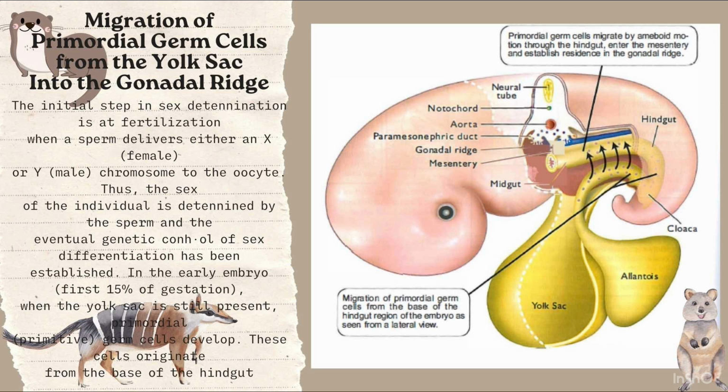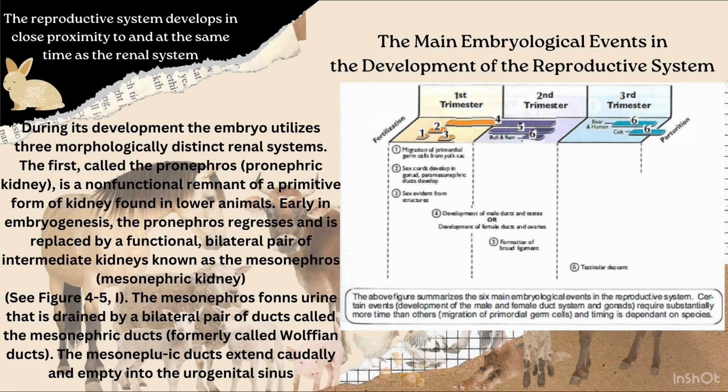Migration of primordial germ cells from the yolk sac into the gonadal ridge. Primordial germ cells migrate by amoeboid motion around the midgut, enter the mesentery, and establish residence in the gonadal ridge. Migration of primordial germ cells from the yolk sac into the midgut region of the embryo as seen from the lateral view. The reproductive system develops in close proximity to and at the same time as the renal system.